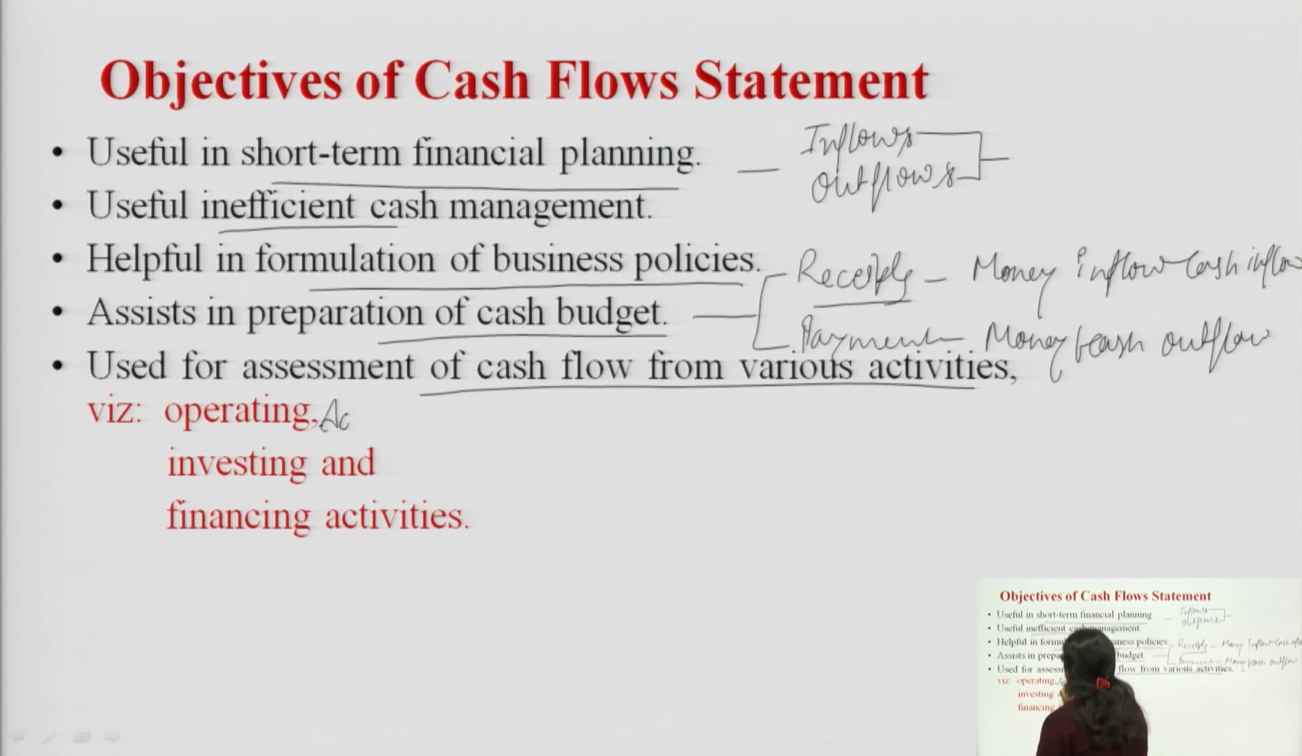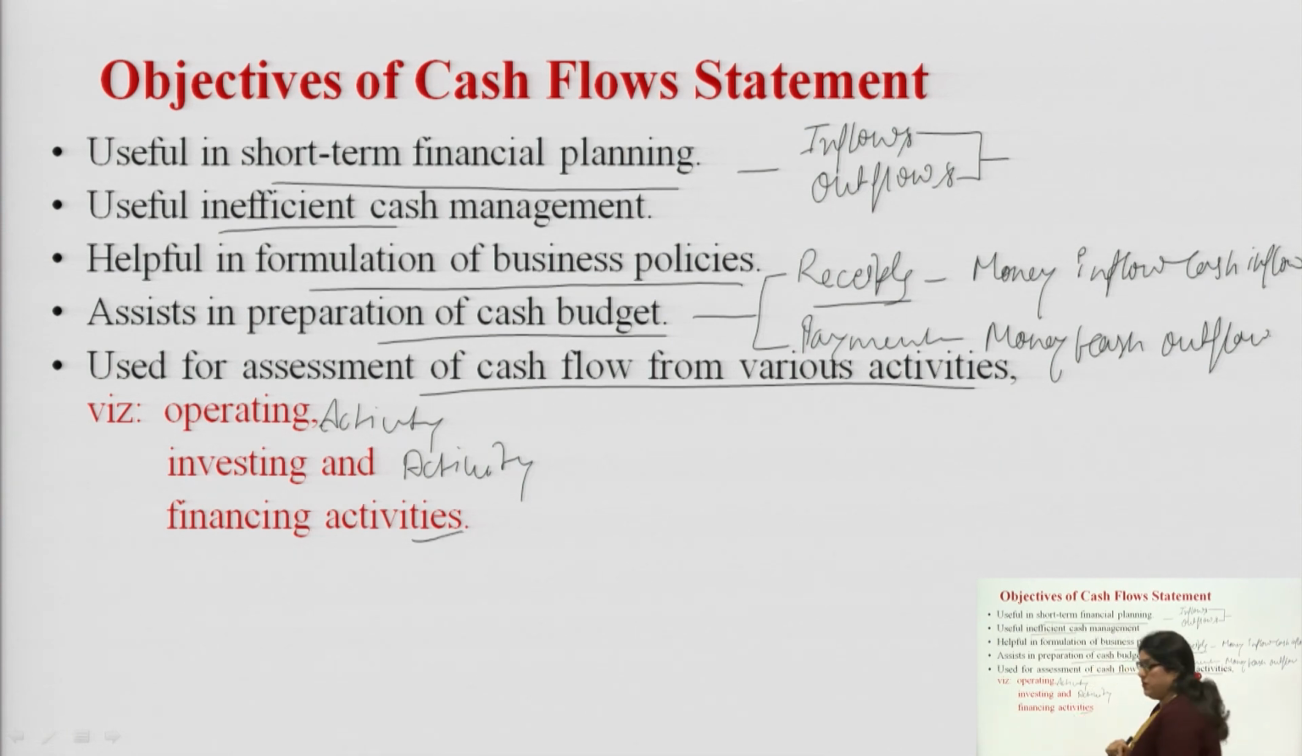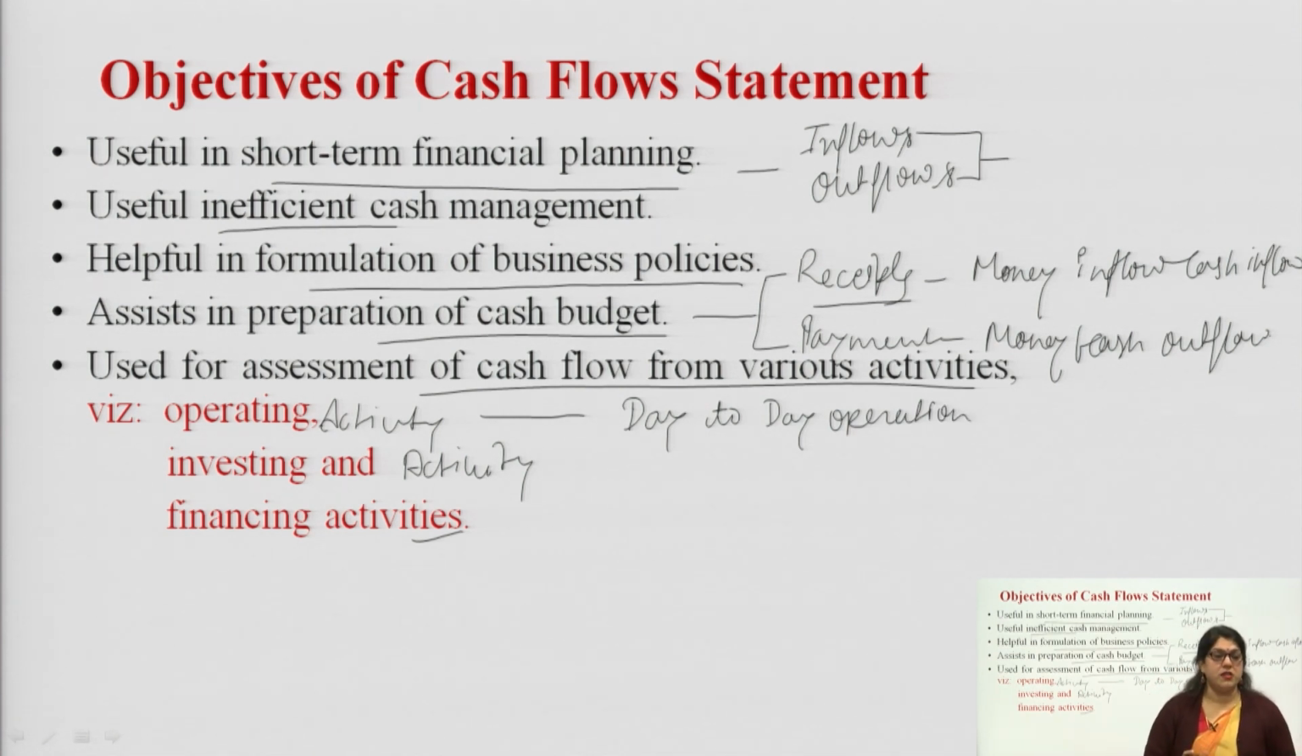One is operating activity, second is investing activity, and third one is your financing activity. What are operating, investing and financing activities? See, operating activities means the activities to complete the day to day operations. Suppose you are into manufacturing, you are preparing some goods. For making these goods or providing these services, what kind of expenses are there, what kind of money requirement is there, that comes under operating activities.